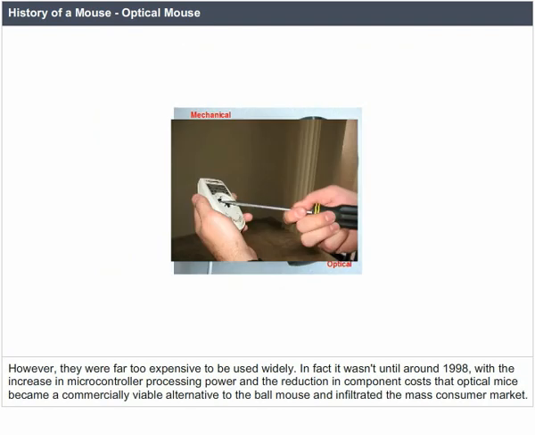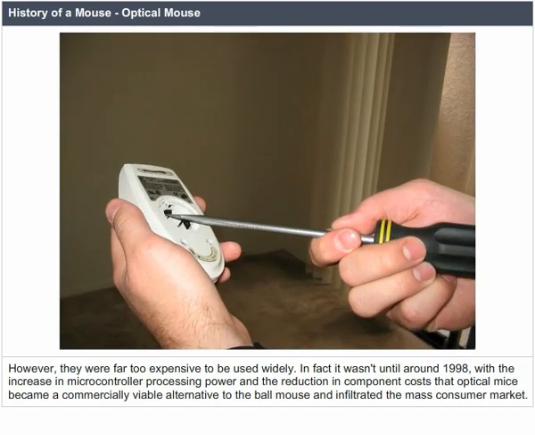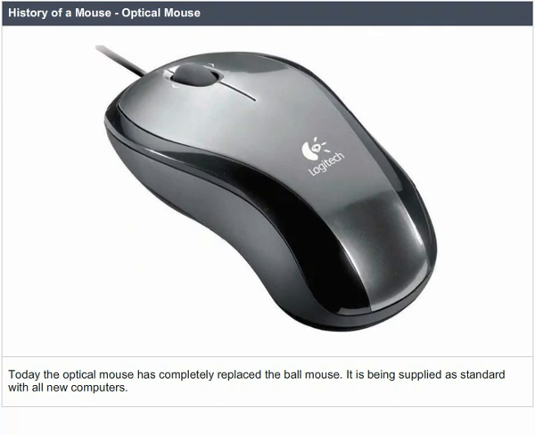In fact, it wasn't until around 1998, with the increase in microcontroller processing power and the reduction in component costs, that optical mouses became a commercially viable alternative to the ball mouse and infiltrated the mass consumer market. Today, the optical mouse has completely replaced the ball mouse. It is being supplied as standard with all new computers.